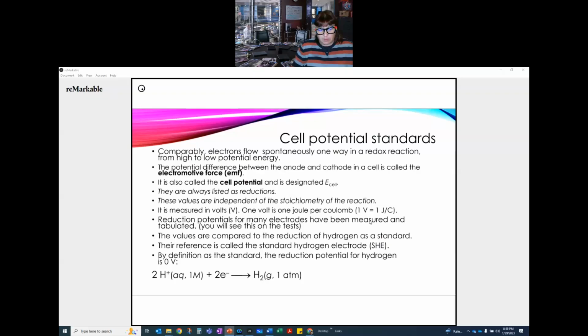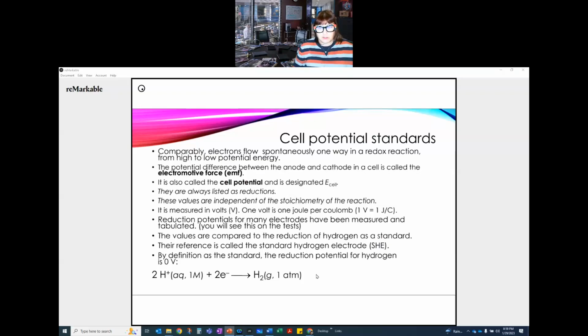Reduction potentials for many electrodes have been measured and tabulated. You'll see that on your exams; those tables are available to you. The values are compared to the reduction of hydrogen as a standard. So we always look at the reaction of 2H+ (1 molar) plus 2 electrons going to H2 gas (1 atmosphere). That's the standard hydrogen electrode, which we call the SHE. This is our reference, and everything is measured against that. If you hear me say SHE or standard, that's what we're measuring against. By definition, that standard is given a reduction potential of 0 volts.